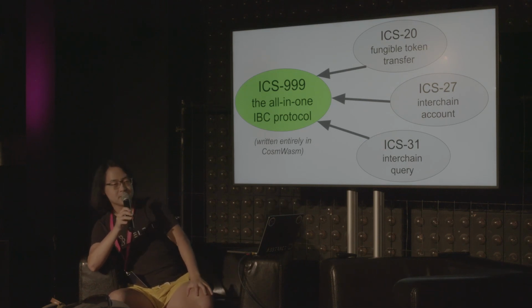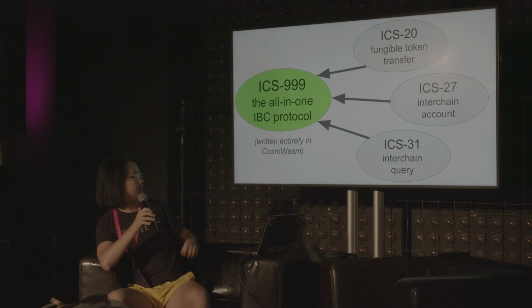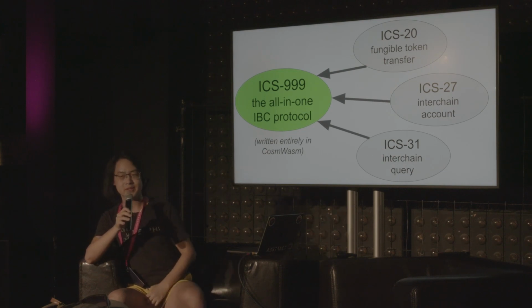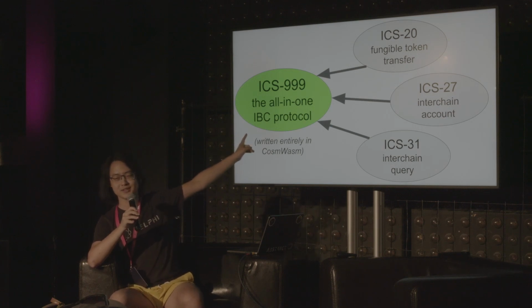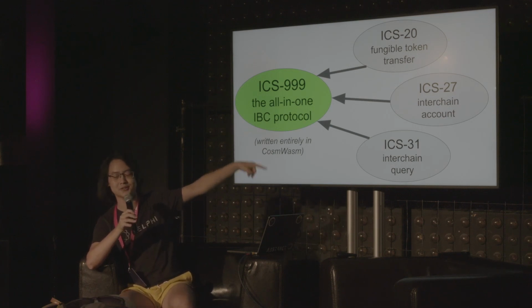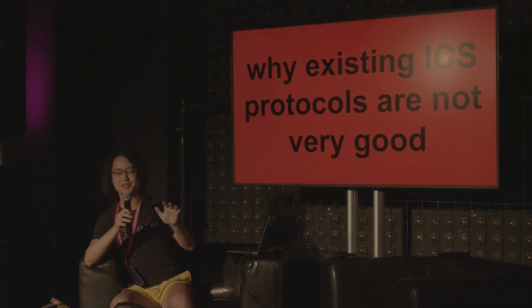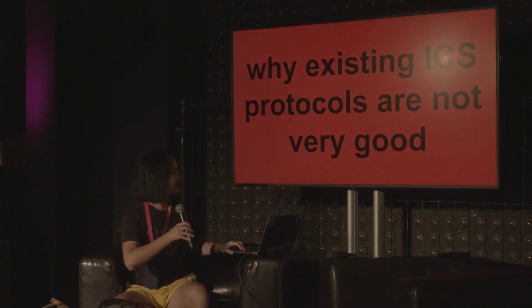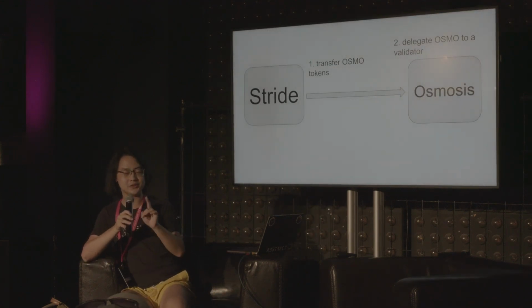ICS-999 is an all-in-one protocol with the capabilities of all the aforementioned 3 protocols. And it is implemented entirely in AwesomWasm. So now the question is why do this? Why don't we just use those 3, right? And the answer is they are just not very good. And I'm going to use a use case to explain why they are not very good.